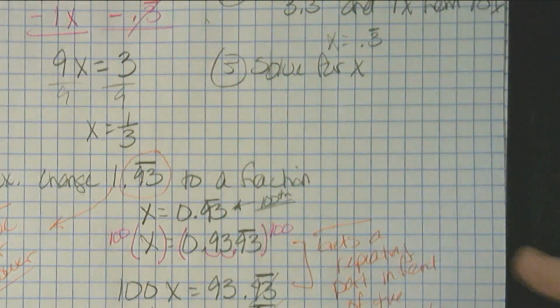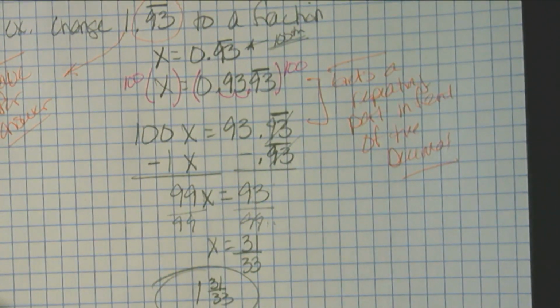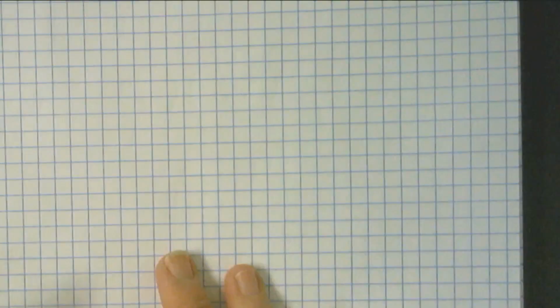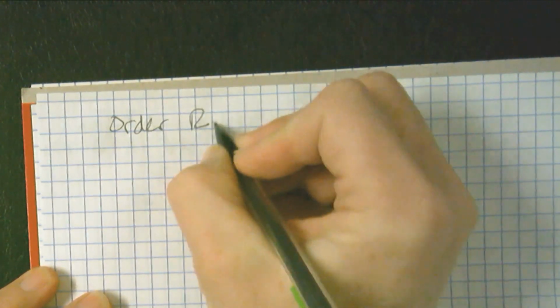All right, so you have 2 examples of changing repeating decimals into fractions. Please follow the steps for this. All right, let's talk about writing or ordering numbers from least to greatest. So I want to order rational numbers.